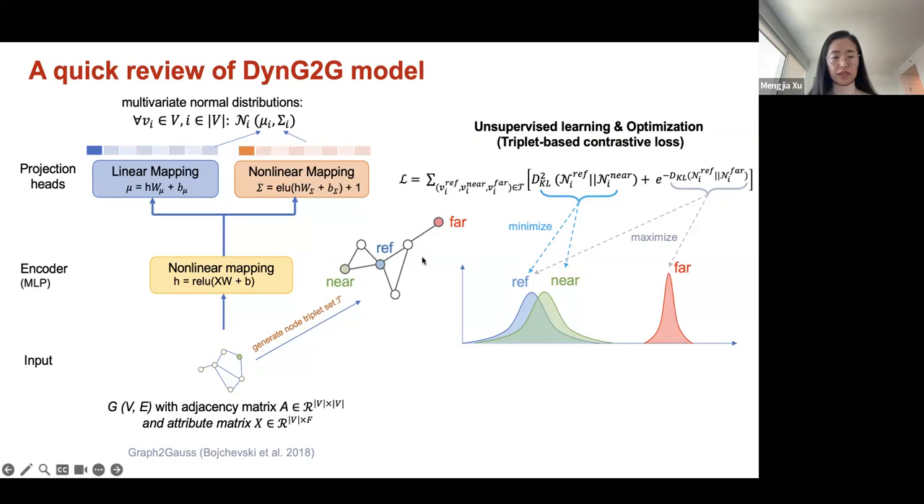And we will build some node triplet sets for all graph nodes in the original graph: basically the reference node, which we sometimes also call the anchor node, the nearest node, and also the furry node. The furry node is basically two hops away, not connected with the reference node.